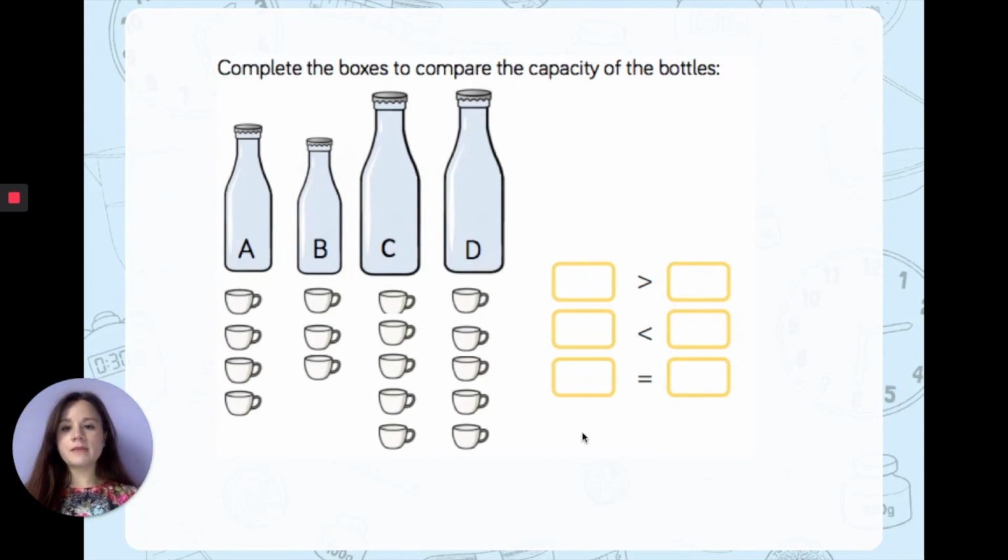And then you can complete these. Complete the boxes to compare the capacity of the bottles. And here we are using our less than, greater than and equal signs.